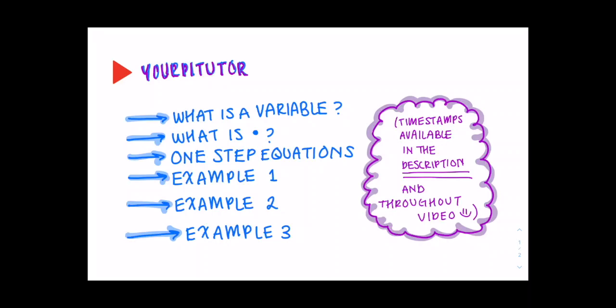Hi everyone. So today we're going to be going over what is a variable. Either this is the first time you're ever going over a variable or you needed reassurance about what a variable is. First we're going to be going over a formal definition for a variable, but first I just wanted to remind everyone that there are timestamps available in the description and throughout the video.